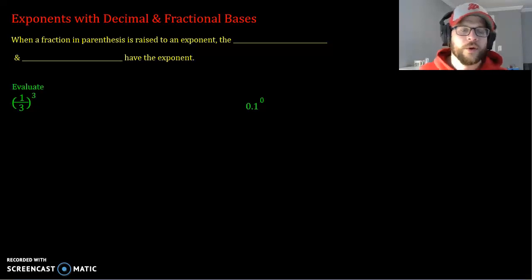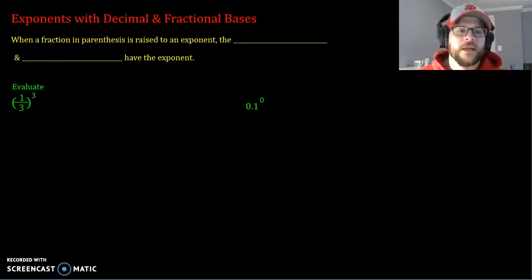All right, in this tutorial, we're going to go over exponents that have decimal and fractional bases, or another word for that is rational. Last time we talked about just integer bases and whole numbers that are the bases, and when they're raised to a specific exponent, what happens. And then we also talked about zero exponents.